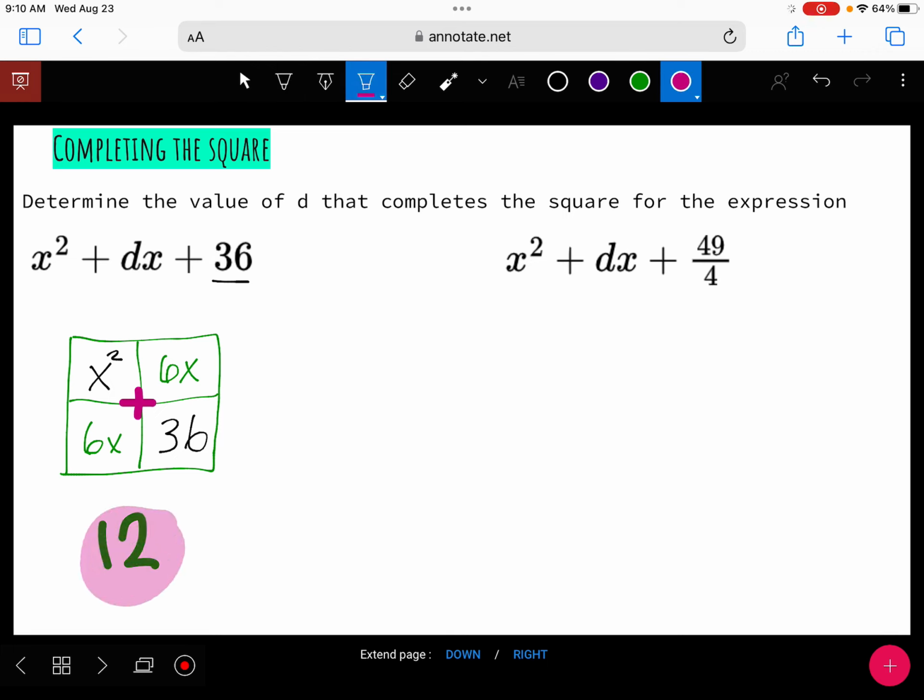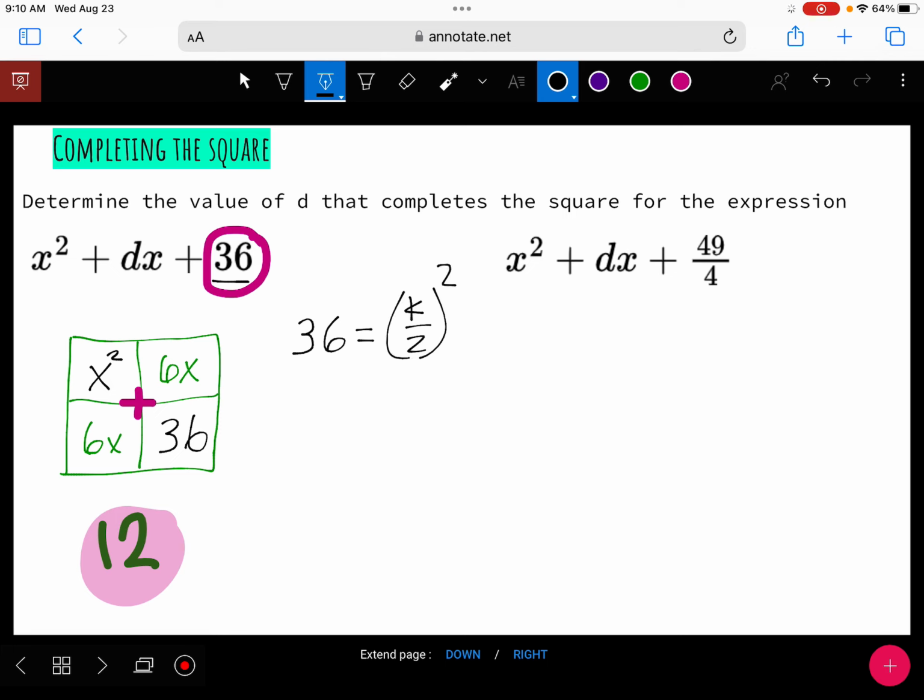Could you show it the other way? Yes. The other way to think about it is that 36 is our k over 2 squared. So the square root of 36 would be plus or minus 6, which equals k over 2. So we could have 12, or we could have negative 12. So you actually get an extra answer when you do it the calculatorily way.